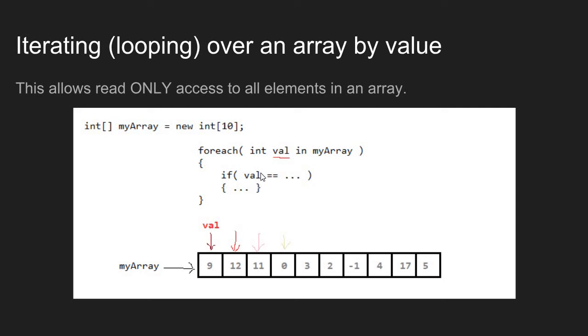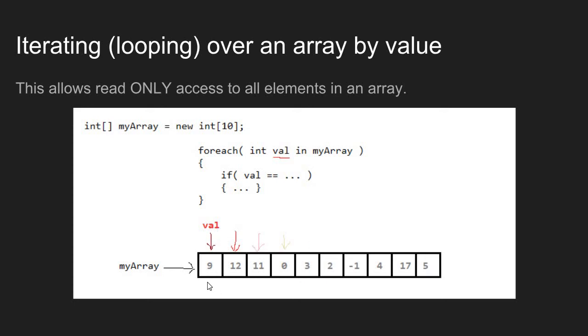So what goes into val? Well, the first time through this loop, I'm going to grab the first value, which is 9, stick it in my val variable, and then I can test against it. Then the next iteration through the loop, I'm going to grab the next value, which is 12, store it in my val variable, and then I can test against it. Then I will grab the next value, and the next value, and so on, until we have grabbed all the values in the array. So iterating by value allows you to grab all the values in the array one at a time, starting from the first, ending with the last.